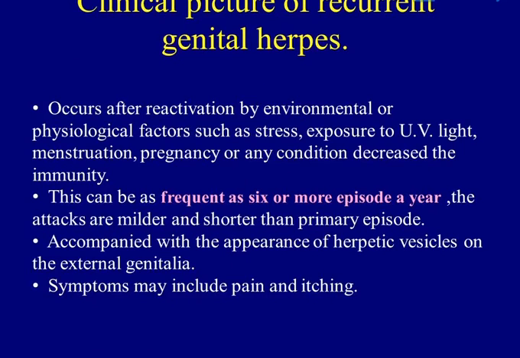Clinical picture of recurrent genital herpes. It occurs after reactivation by environmental or physiological factors such as stress, exposure to UV light, menstruation, pregnancy or any condition that decreases immunity. This can be as frequent as 6 or more episodes a year. The attacks are milder and shorter than the primary episode, accompanied with the appearance of herpetic vesicles on the external genitalia. Symptoms may include pain and itching.